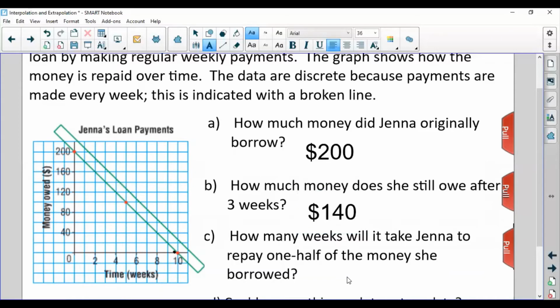How many weeks will it take Jenna to repay 1/2 of the money she borrowed? I started at $200. 1/2 of $200 is $100, which is in between 80 and 120. $100 is right here on my line, and the time it takes is 5 weeks.